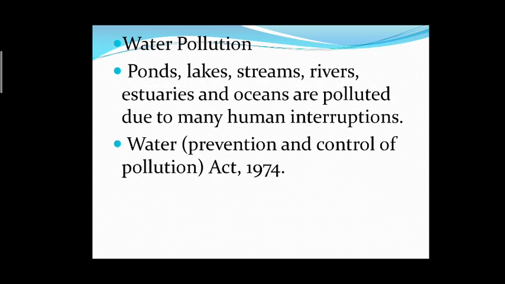Then the next topic is water pollution. Ponds, lakes, streams, rivers, estuaries. Estuaries are the connecting link between a river and a sea. And oceans are polluted due to many human interruptions. Water Prevention and Control of Pollution Act 1974.